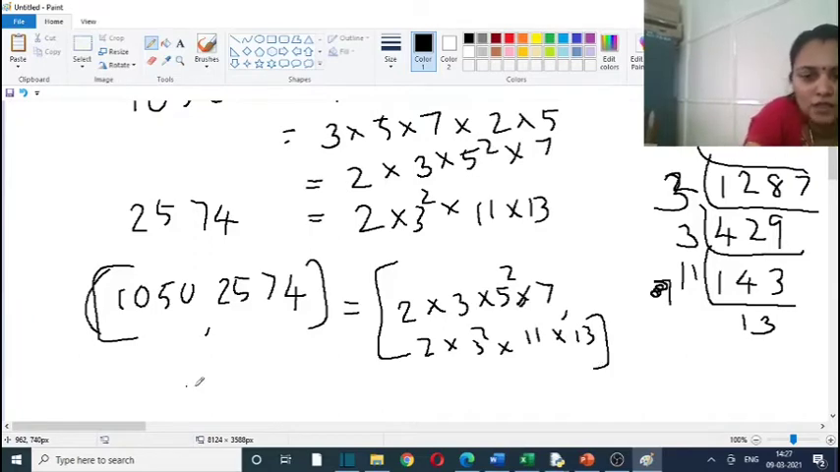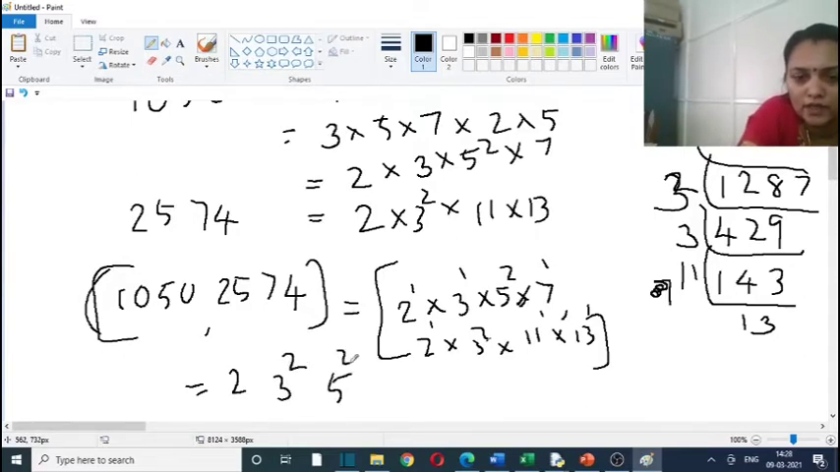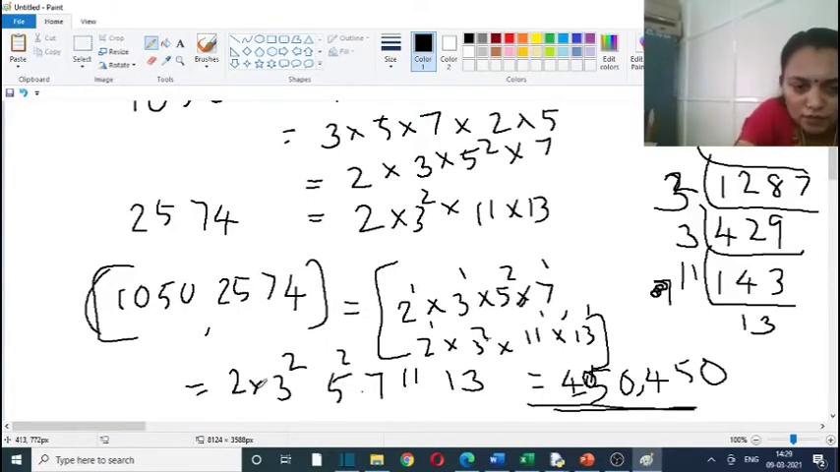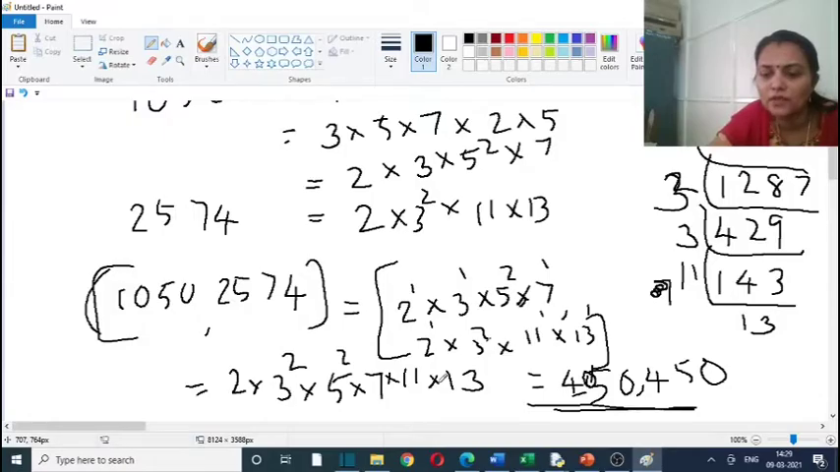The LCM is here: 2 raised to max of 1 and 1, which is 1, 3 raised to max of 1 and 2, which is 2, 5 square, 7 raised to 1, 11 raised to 1, 13 raised to 1. In numbers we have to substitute, put into sign. So the answer is 450450.